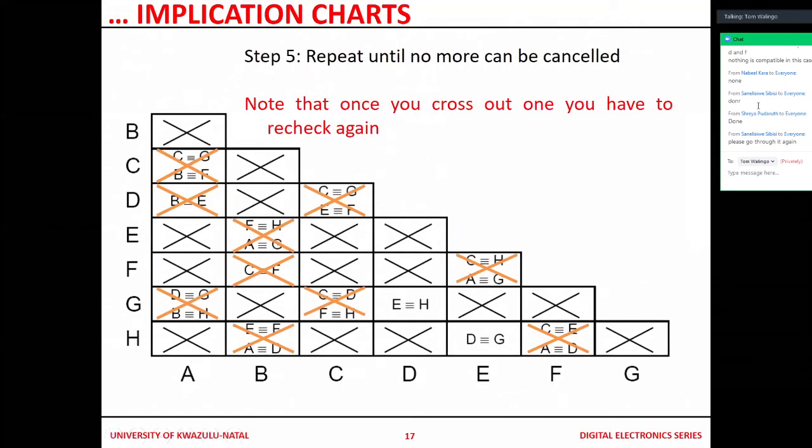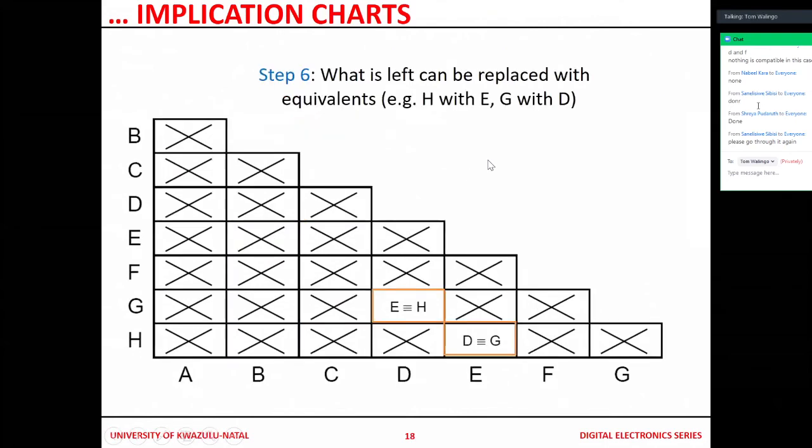So that tells you E is compatible to H, D is compatible to G. Those are the only things that you are left with. So you used row reduction, you thought there was nothing compatible there, but the implication chart has shown you that those two are compatible.